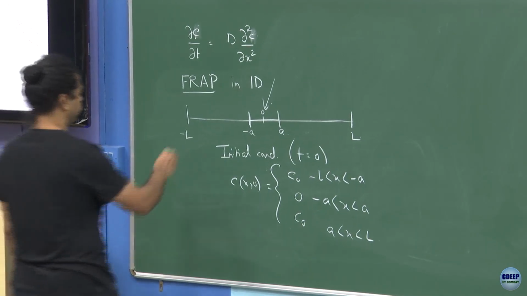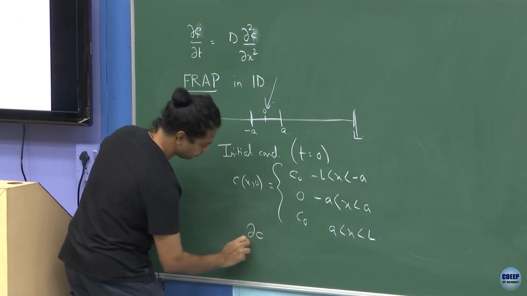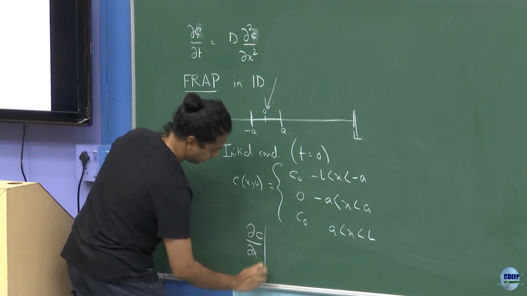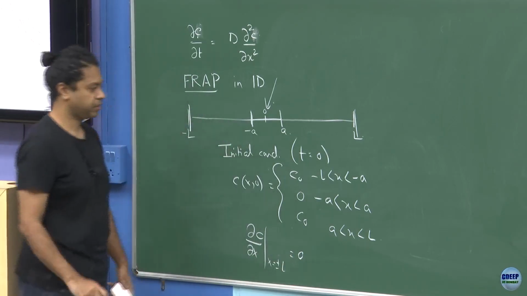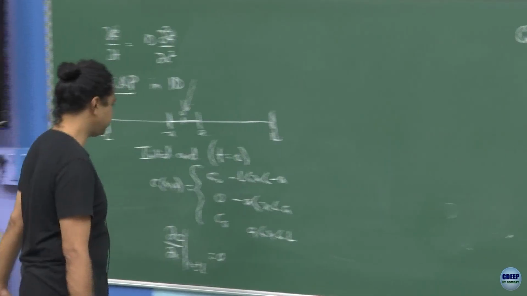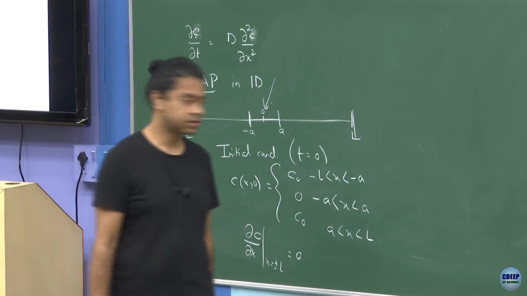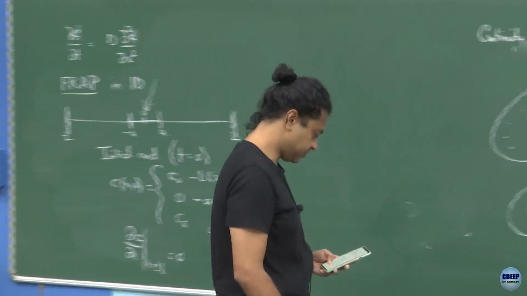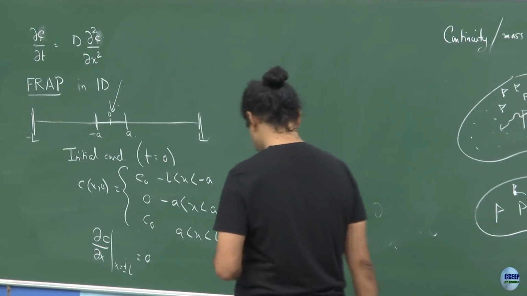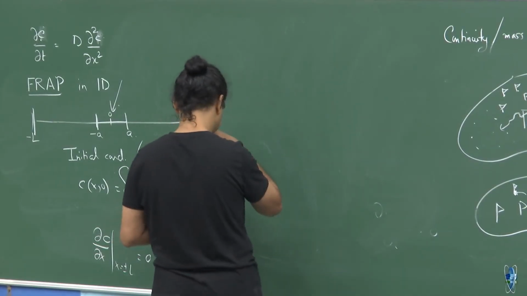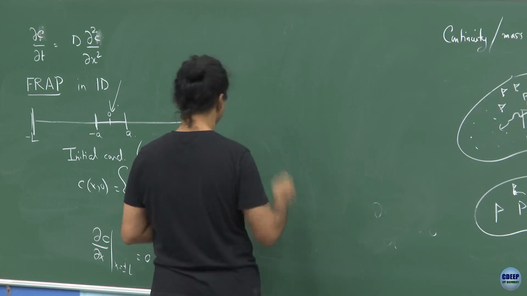And let's say I need some boundary conditions. So let me say that I'll put reflecting boundary conditions, so del C del x at x equal to plus or minus L is 0. What I'll try to do is expand this concentration profile in terms of a Fourier series. You can solve it in many ways, but here I am expanding this concentration profile in a Fourier series. Now remember that any function can be expanded in a Fourier series.